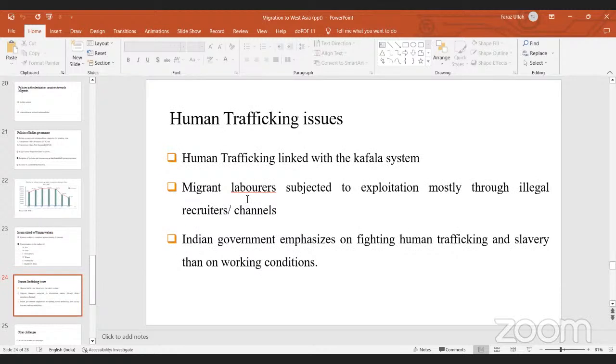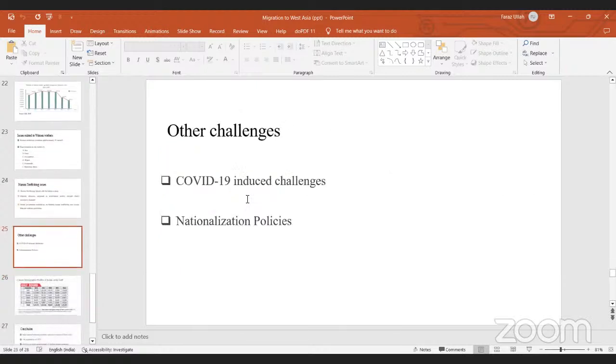Human trafficking issues. The kafala system, which is practiced in the region, has been directly related to the method by which migrant laborers are recruited, transported, and subjected to exploitation, mostly through illegal recruiters or channels. With the GCC, the Indian government places more of an emphasis on fighting human trafficking and slavery than on working conditions. So what are the other challenges?